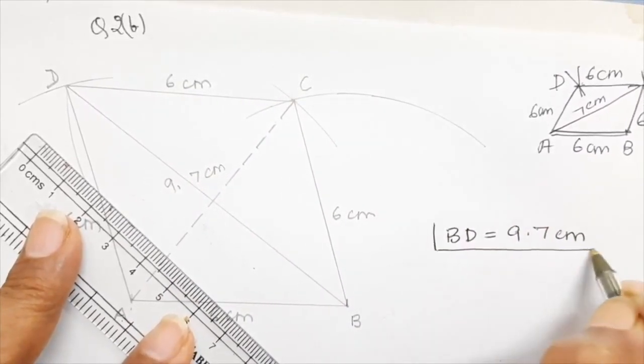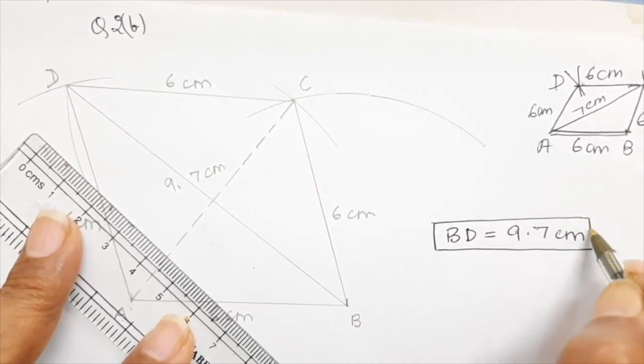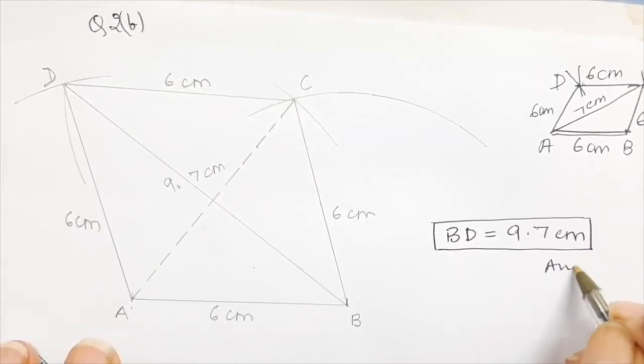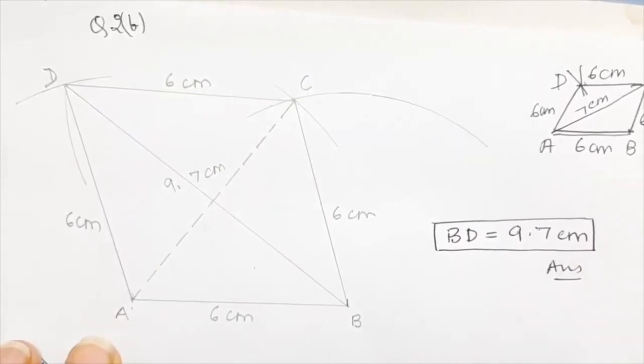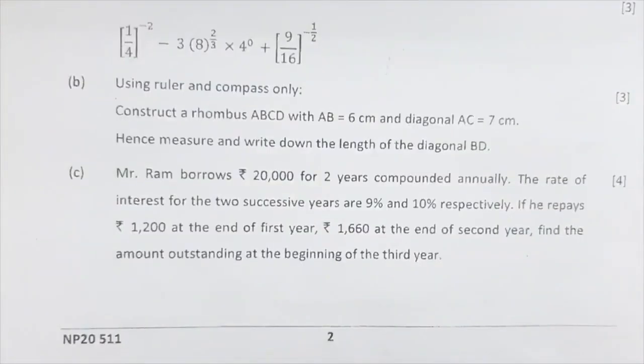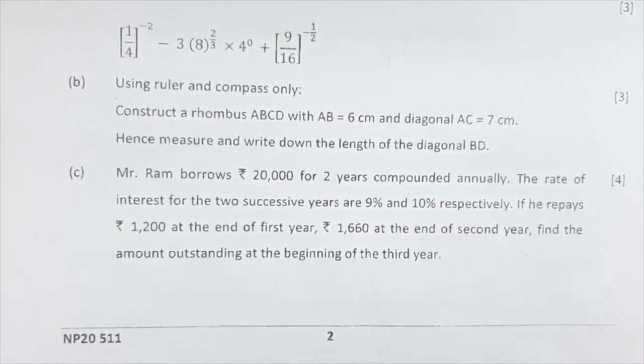Now your examiner will have to give you marks even if it is 9.6 that you have written, because it is between 9.7 and 9.6 for me. So plus and minus a little bit of error is still agreeable and you will not lose your marks for that. Let us come to question number 2C.